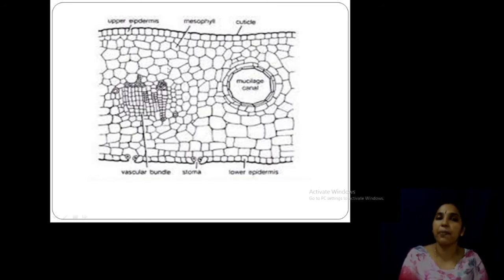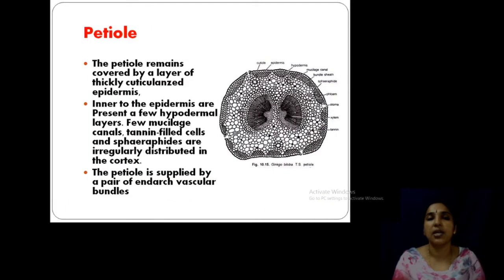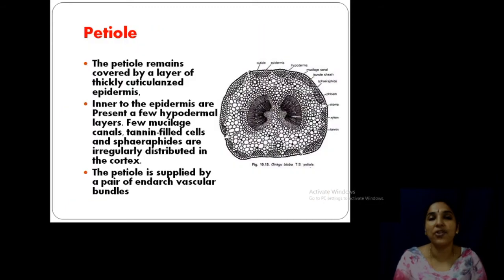Clear? Then upper epidermis and lower epidermis. Okay. Now, this is the structure of the petiole, having a somewhat similar structure: two vascular bundles, and also the resin canals and epidermis are present. This is the focused diagram of this leaf, and this is the petiole. The petiole also has the same structure, two vascular bundles, but the difference in the petiole is the hypodermis.